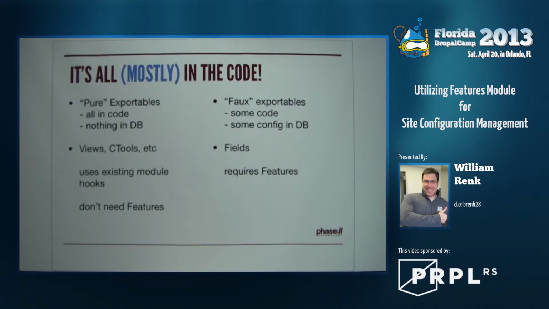So this slide is talking about different exportables. We have pure exportables, where everything is in code and nothing's in the database, and faux, where there's some code and some configuration in the database. For pure exportables, views and CTools, etc., you can use existing module hooks, and you don't need features for those. But for the faux exportables, it requires features in order to encapsulate the configuration into code.